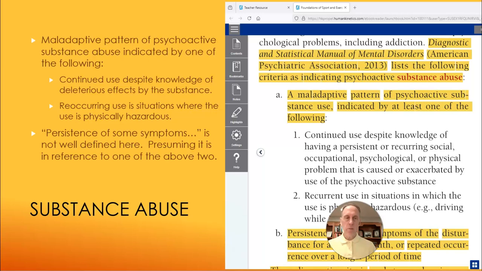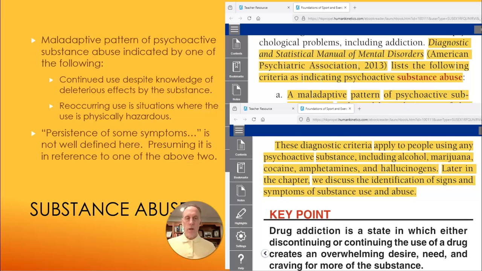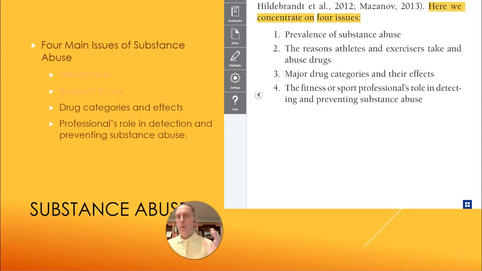This is what we talked about a little bit before in terms of a maladaptive pattern of psychoactive substance abuse includes these things, and then a persistence of symptoms over at least 1 month. So, if we meet these classifications, then we get into the actual conversation of, all right, what are the drug categories and effects? We're seeing this type of behavior out of our athletes. What are the drugs that they are using and what are the effects therein? And then what is or are our responsibilities and what is our role in detection and preventing substance abuse?